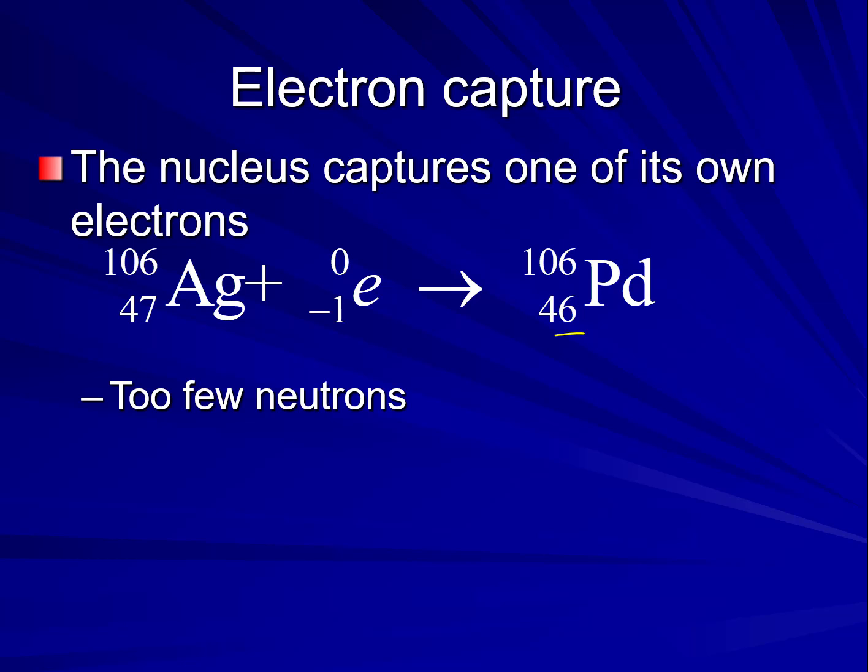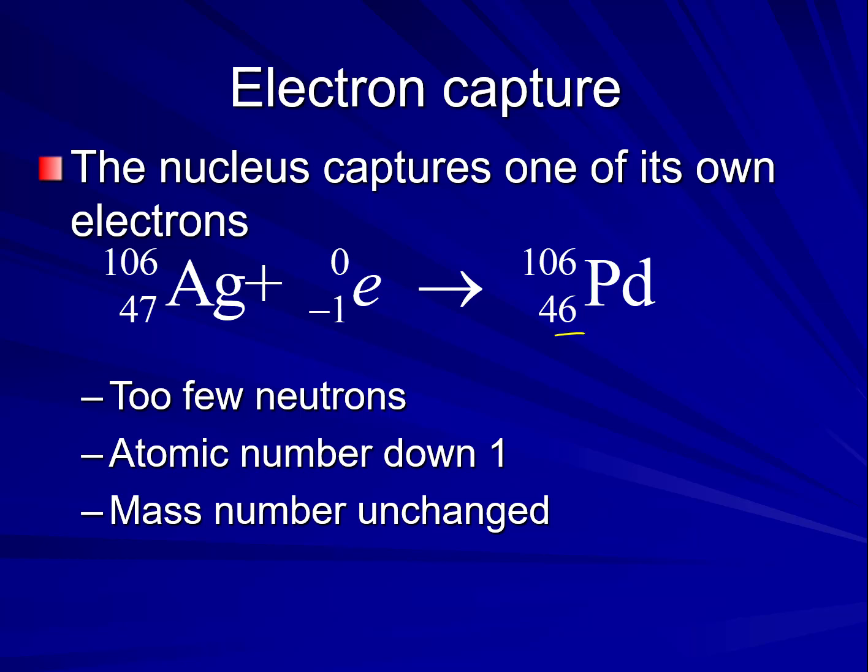Okay? So this happens when there's too few neutrons. That would make our neutron to proton ratio too small. And what's going to happen every time this happens? What's going to change? The atomic number is going to go down by 1. So this has the same effect as a beta decay, or as a positron emission. Your atomic number goes down 1.